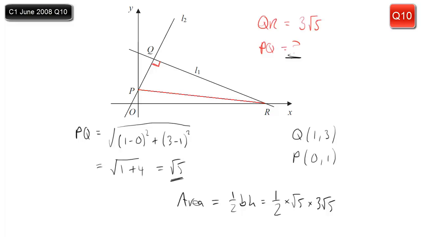The root 5 times root 5 gives you 5. Multiply that by 3, it's 15. Divide that by 2, 7.5, or 15 over 2. And that's your answer.